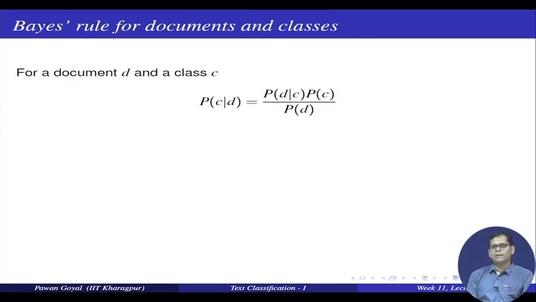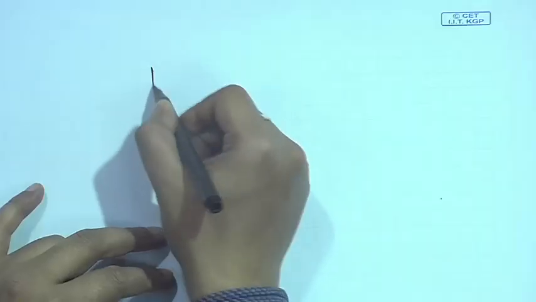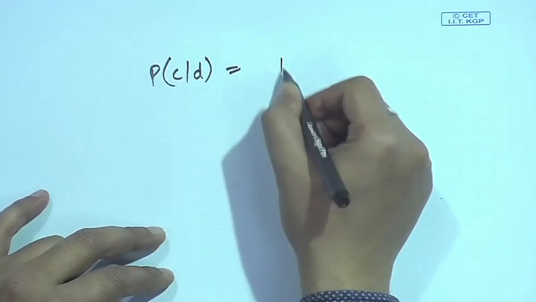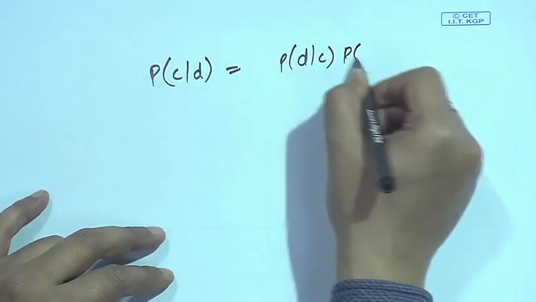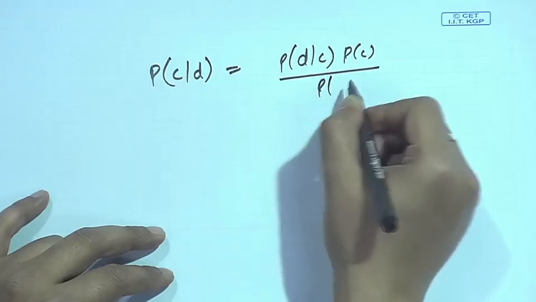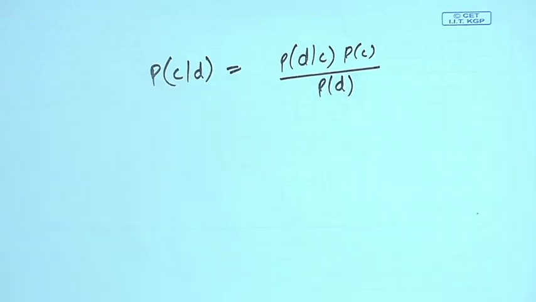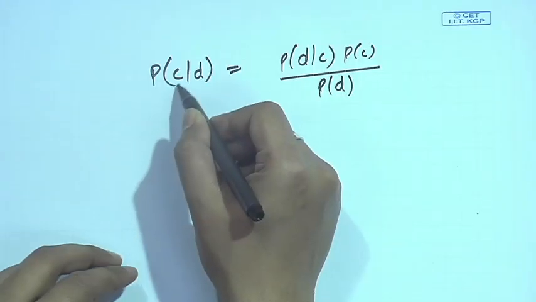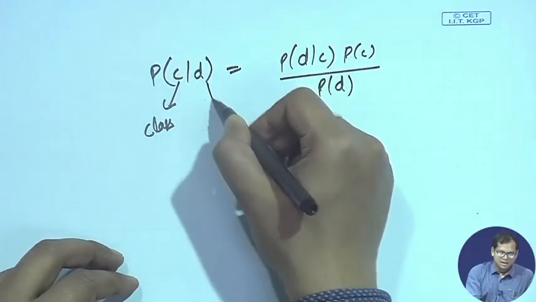All of you know the Bayes rule by now. So what is the Bayes rule? It says that the probability of a class given a document, P(C|D), is nothing but P(D|C) P(C) divided by P(D). Here C is a particular class and D is the document.